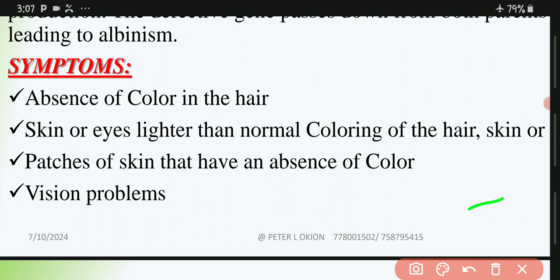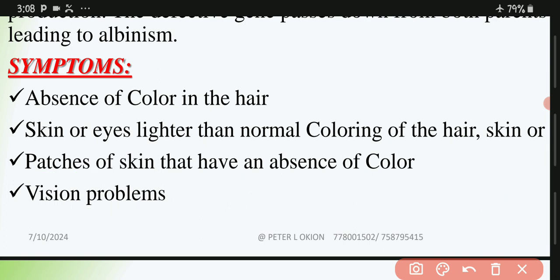Then the third one is patches of skin that have an absence of color. These people have some patches on their skin which have no color at all. The last symptom is that these people have vision problems. They have poor eyesight. Those are some of the symptoms you can look at to know that this person is suffering from what? From albinism. We said one is the absence of color in the hair, then 2, skin or eyes are lighter than the normal coloring, then 3, patches of skin that have an absence of color, and lastly, vision problems.